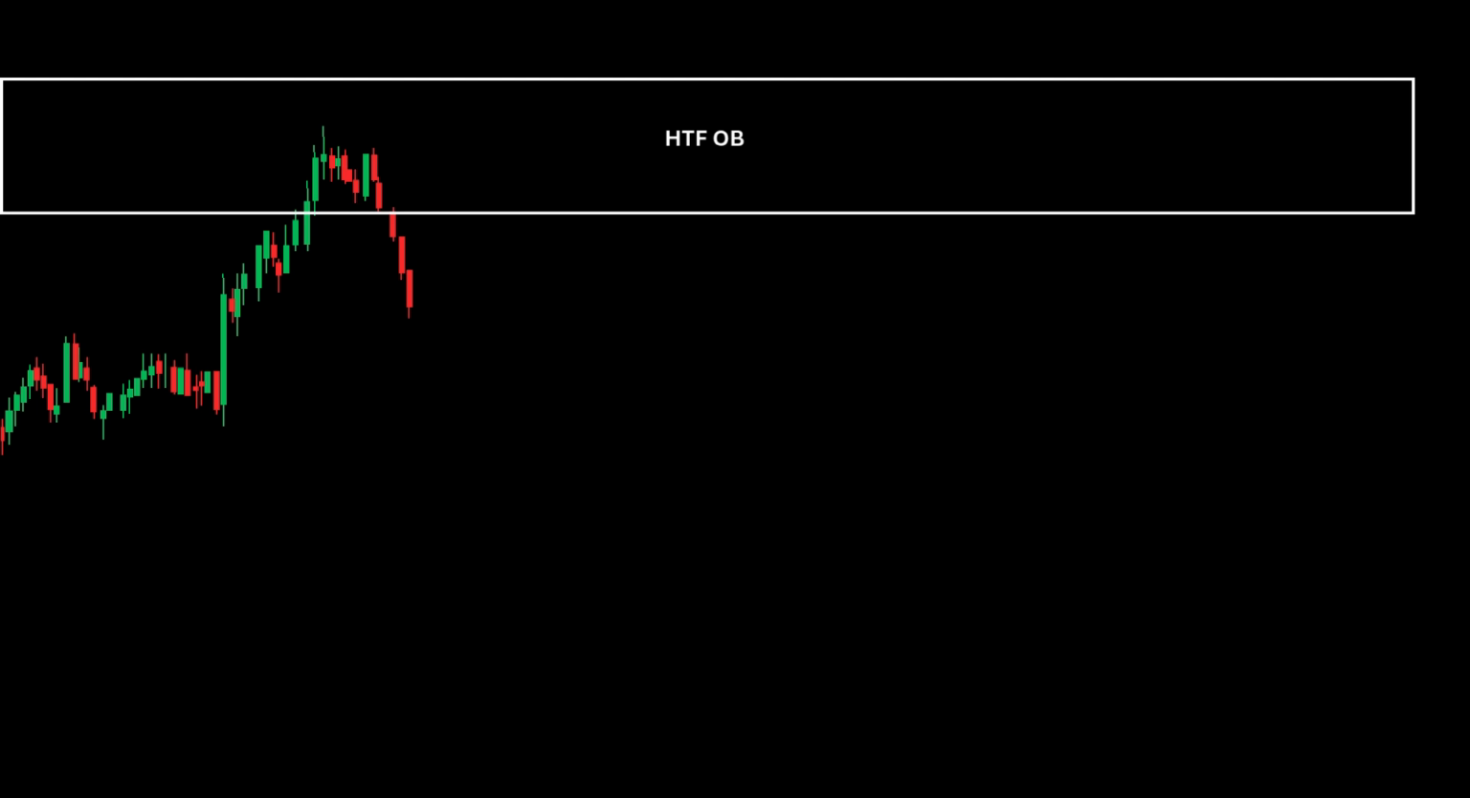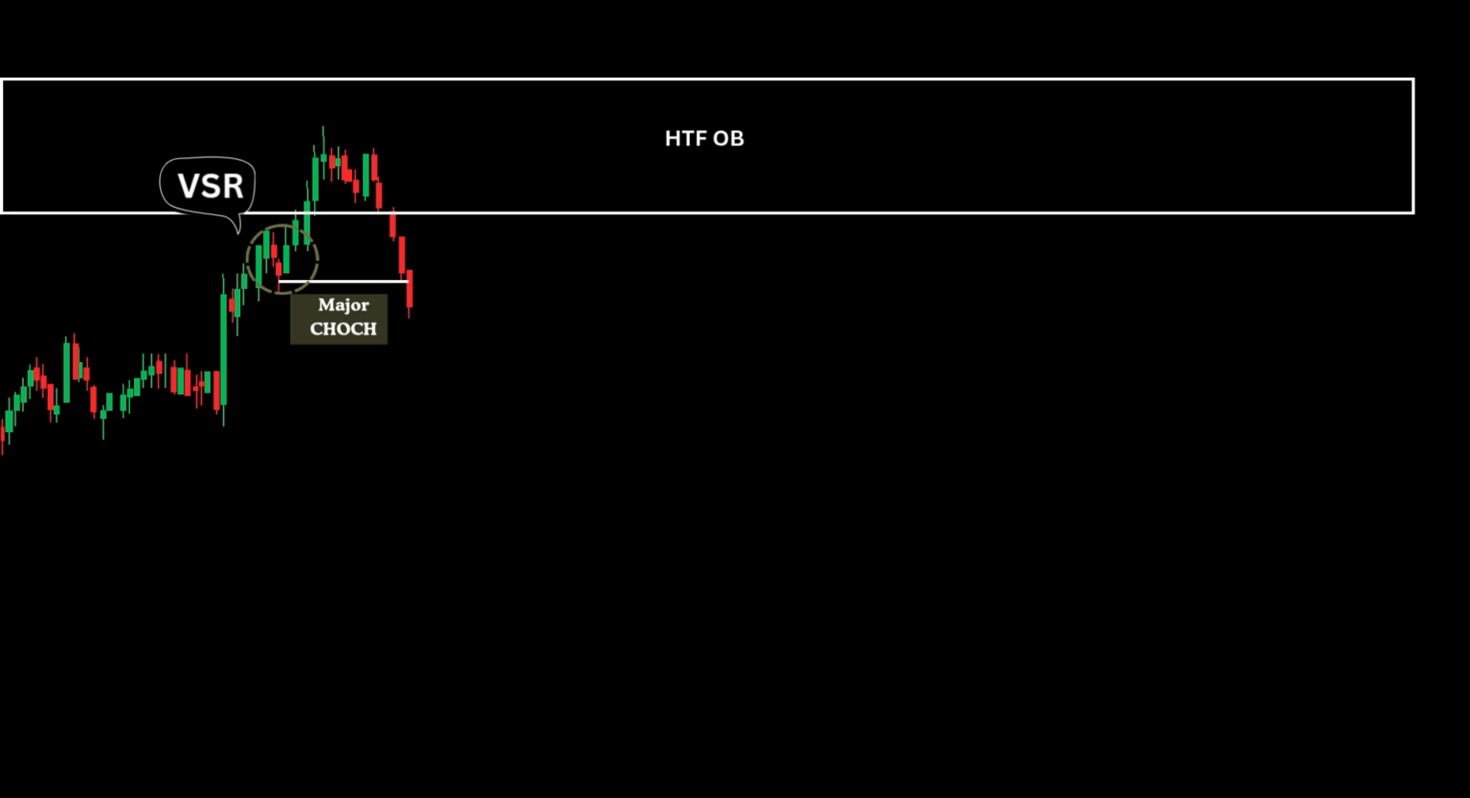1. Clear change of character, CHOCH. The chart shows a significant change of character as price breaks the previous structure to the downside. This shift signals that bearish momentum is stepping in. During this move, the market also leaves behind a clear imbalance, offering us an additional clue for a potential entry zone.